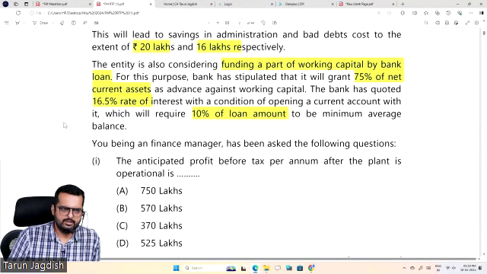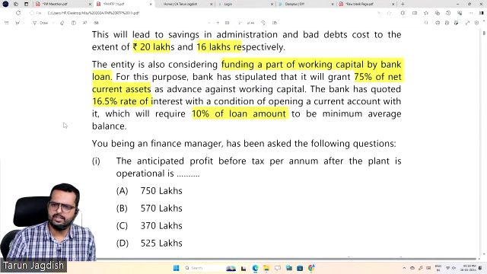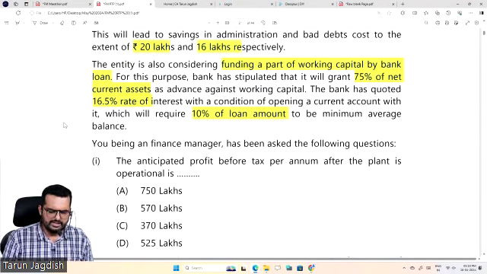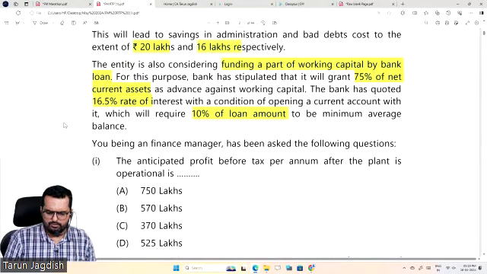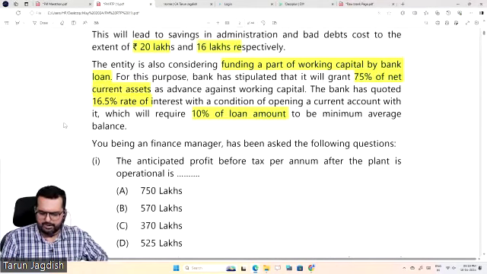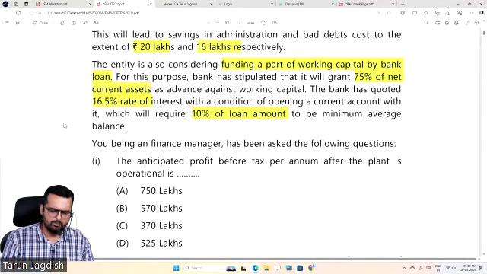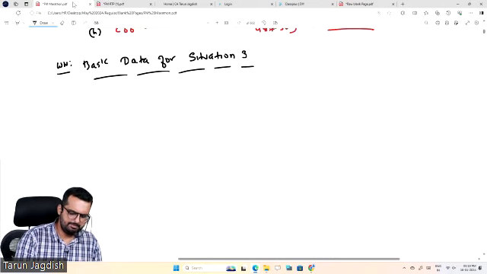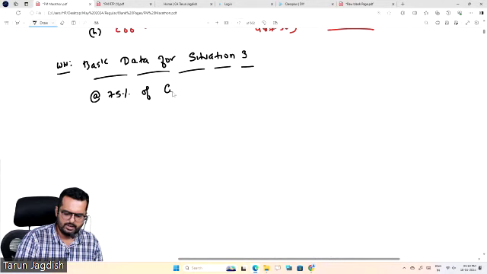All right, friends. The entity is also considering funding a part of working capital by a bank loan. For this purpose, bank has stipulated that it will be granting how much percent of the current assets as advance over here? 75% of current assets.